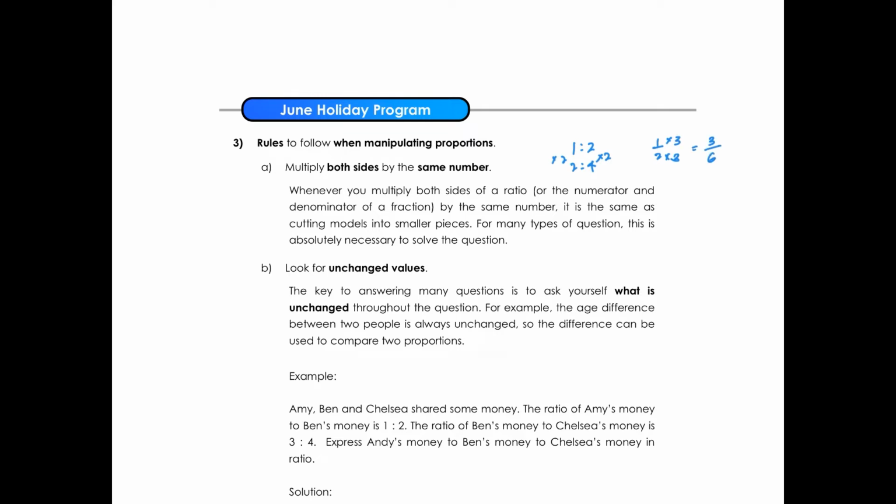So the question would be, why do we want to do it? Why don't we just leave it in the simplest form? We do it so that we can link two proportions together. When something is unchanged, we can make it the same so that we can compare two ratios together.